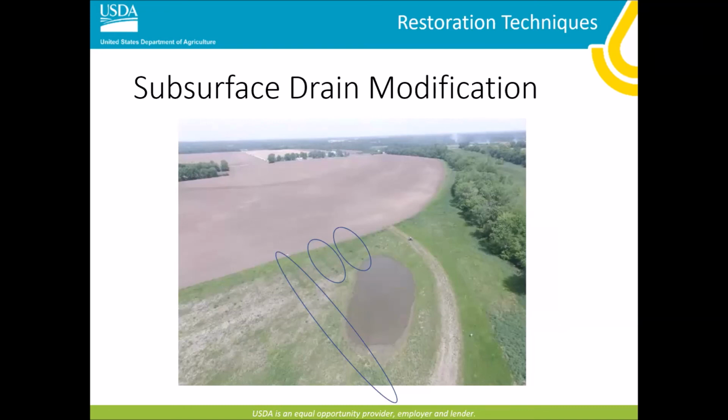Over time, yes, these tiles might be plugged or clogged, but they are still offering, unfortunately, a little bit of drainage on this project. One other thought to keep in mind if you run across this situation is you should consider maybe even daylighting these tiles, if it's at all possible, into this wetland to capture that subsurface water. Next slide.